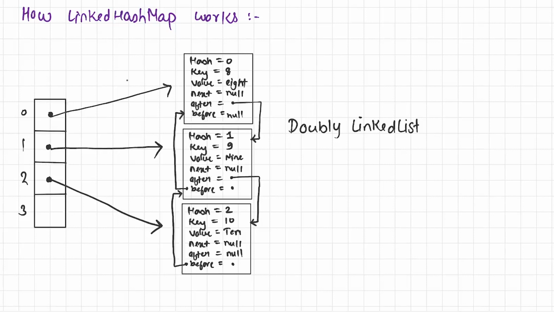So let's assume we have an array of size 4 and we want to insert 3 key value pairs: the first one is 8, the second one is 9 and the third one is 10. So we compute the hash code of 8. 8 modulus 4 is going to be 0. So we are going to insert the address of this object into bucket 0.